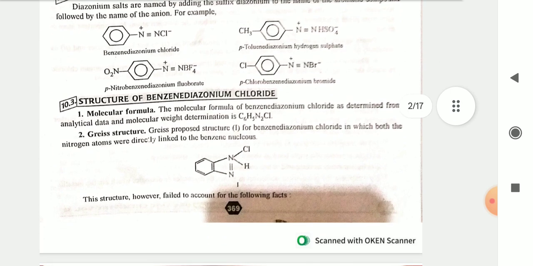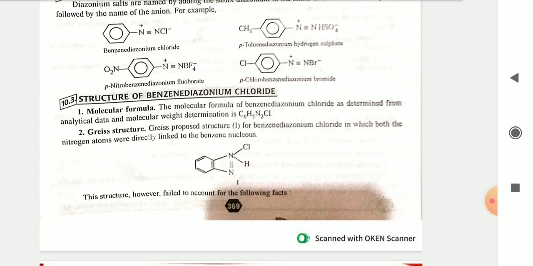Structure of benzene diazonium chloride. Molecular formula. The molecular formula of benzene diazonium chloride, as determined from the analytical data and molecular weight determination, is C6H5N2Cl. Second, Griess structure. Griess structure was proposed for benzene diazonium chloride, in which both the nitrogen atoms were directly linked to the benzene nucleus.